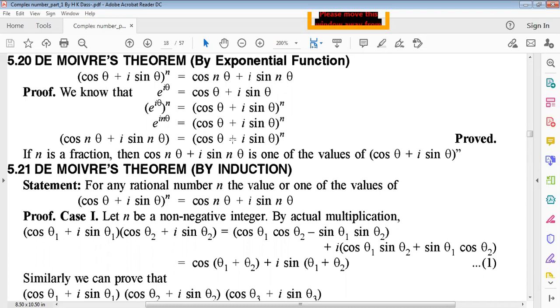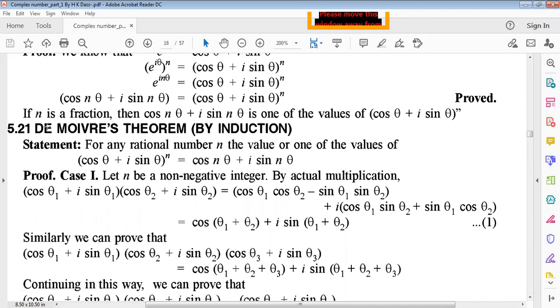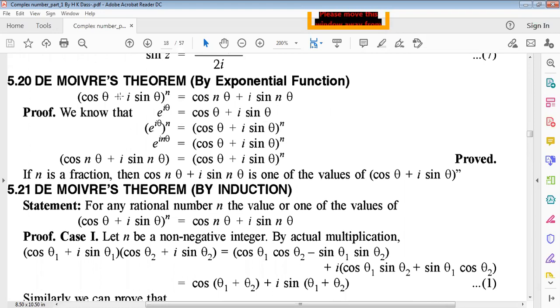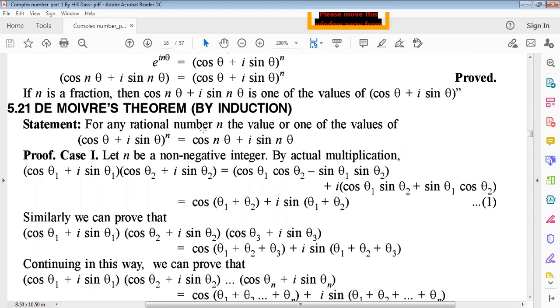This is the proof of de Moivre's theorem by the exponential function. This is very easy. But the main important statement is this: we will prove de Moivre's theorem by the induction process, and this is important for you. So de Moivre's theorem for any rational number n says that one of the values of (cos theta plus i sin theta) to the power n equals cos n theta plus i sin n theta. Same statement. Here n will be a rational number.